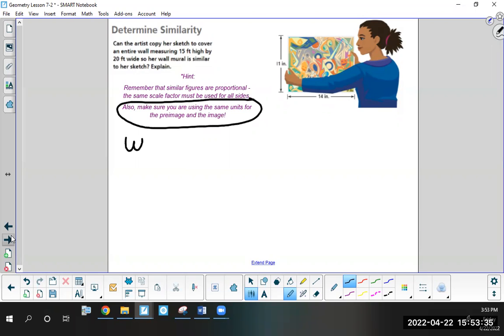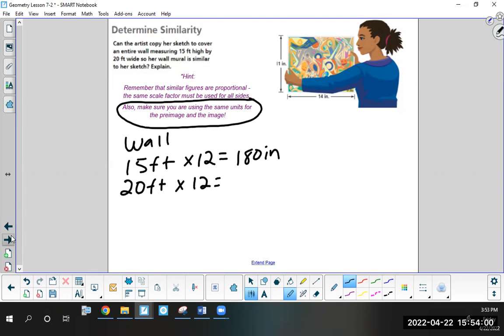So this is the wall ones. If I have 15 feet, how many inches are in a foot? There's 12 inches. So I have to take 15 and multiply it by 12, and that gives me 180 inches. My 20 feet, I multiply that by 12, then I get 240 inches. So now I'm going to use these numbers instead because they are similar to the other one. Now we need to figure out the scale factor.